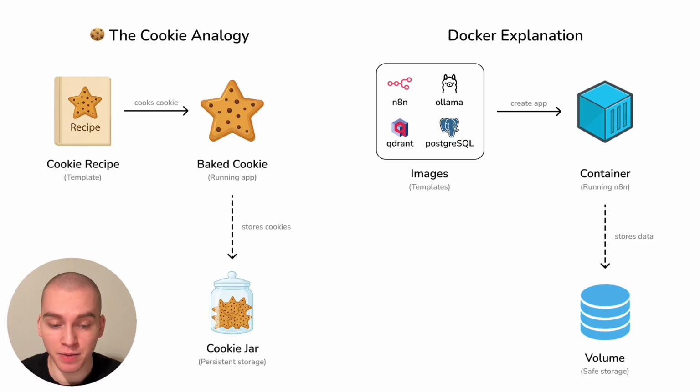I've created a simple cookie analogy to help you visualize this, because when you understand the relationship between a recipe and a cookie, you've basically mastered Docker. To understand how Docker works, we just need to look at the three main parts: the image, the container, and the volume. So the image is the recipe. Think of an image as a master template. It's a file that contains every single instruction and ingredient needed to run a program, but it isn't live yet. It's just the plan on paper.